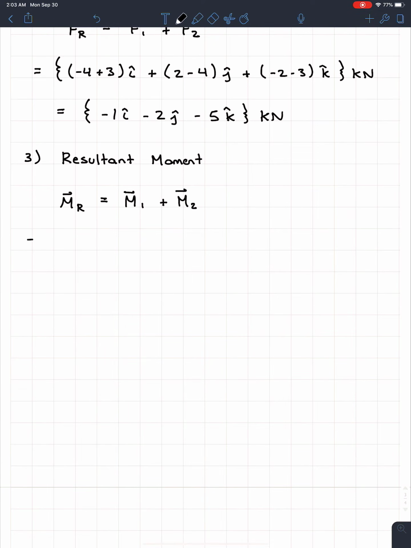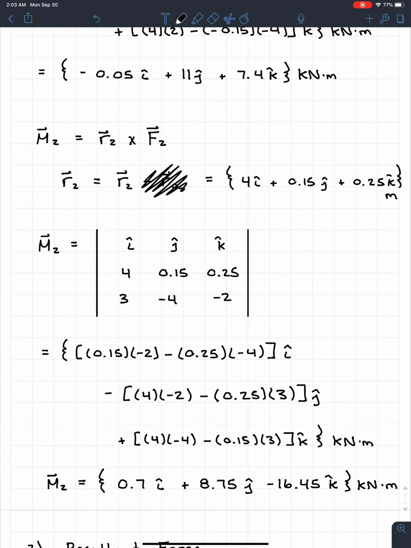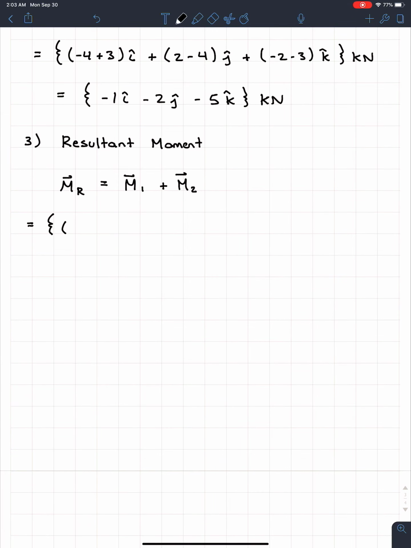So what we're going to get is a vector and it's going to have an i component. So we're going to go up to what we solved and we see that M1 has negative 0.05 in the i and M2 is 0.7. So we're going to have negative 0.05 plus 7. Oh, sorry, it's 0.7. So let's just get rid of that real quick. It is 0.7. So plus 0.7. And that's in the i direction.